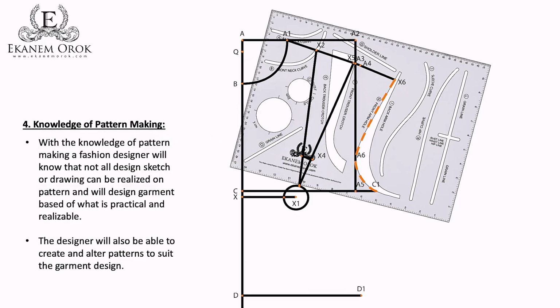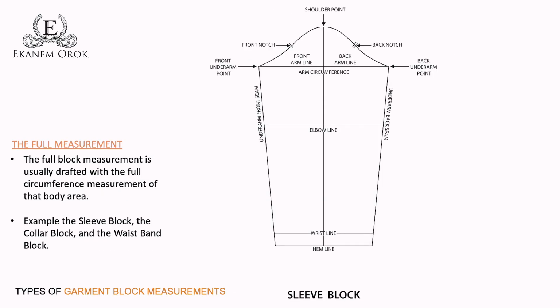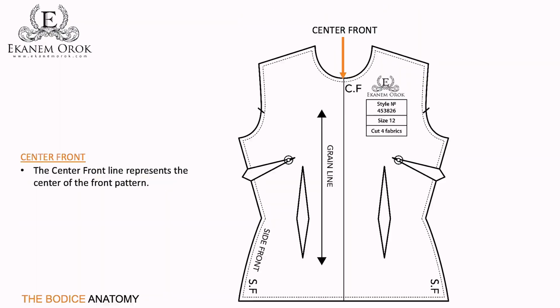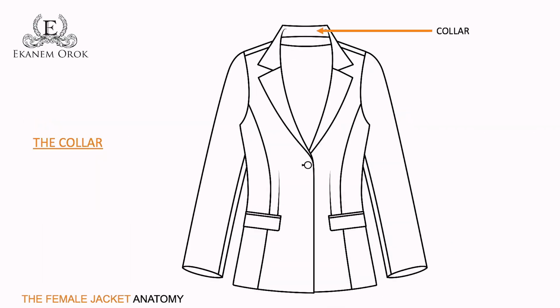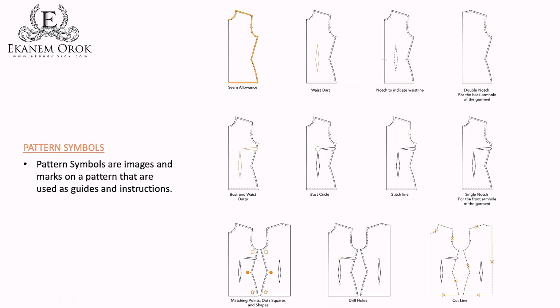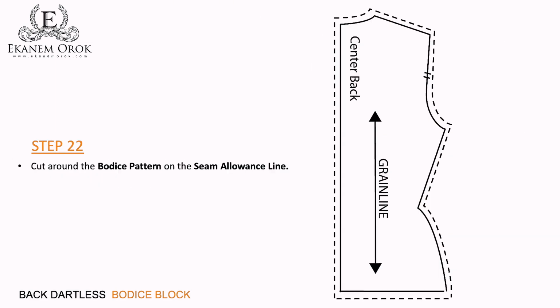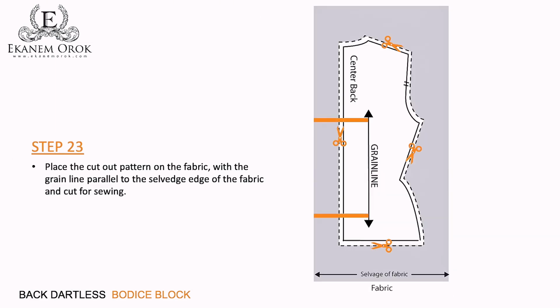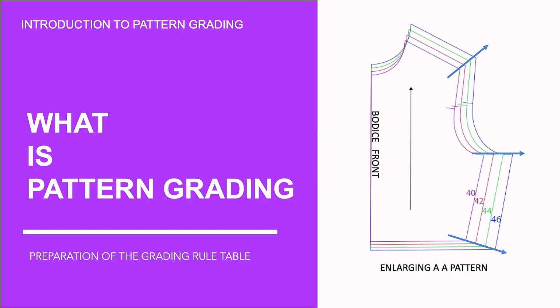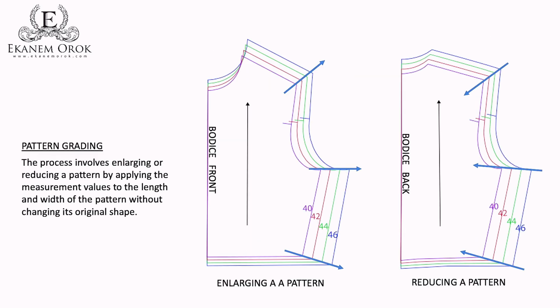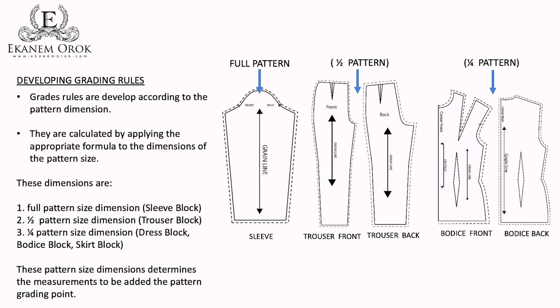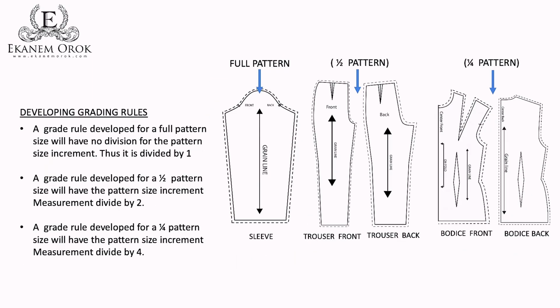In section 5, you will learn the basics of pattern making, different kinds of pattern blocks, pattern anatomy, garment anatomy, pattern symbols, and the basic garment blocks construction. In section 6, you'll learn the basics of pattern grading, grading direction, grading table, and developing pattern grading rules.